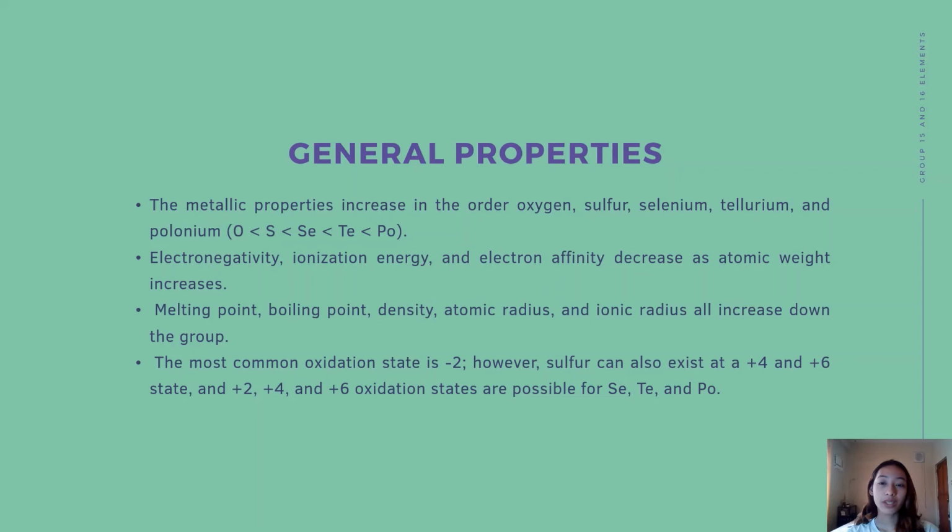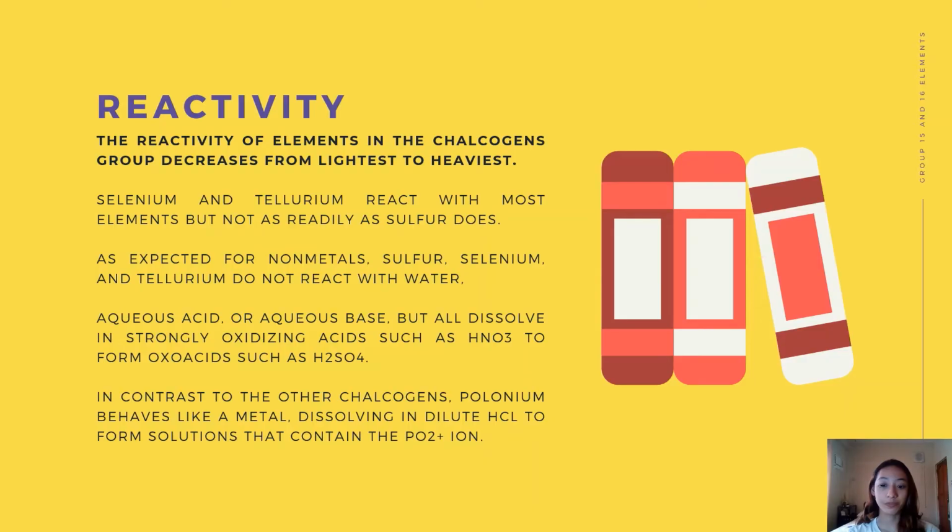Lastly, elements within group 16 commonly have negative 2 as their oxidation state. However, sulfur can exist at plus 4 and plus 6 states, and it is possible for selenium, tellurium, and polonium to exist at plus 2, plus 4, and plus 6 states.